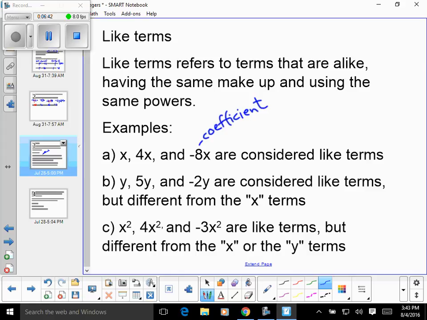The classic thing that algebra teachers usually talk about is you can't add apples to oranges. Even if you do get fruit salad, you're still going to taste the apple, you're still going to taste the orange. In C, we can use powers. X squared, 4x squared, negative 3x squared. Those are going to be like terms because they are similar power, but they are not going to be the same as an x or a y. They're going to be different from those.